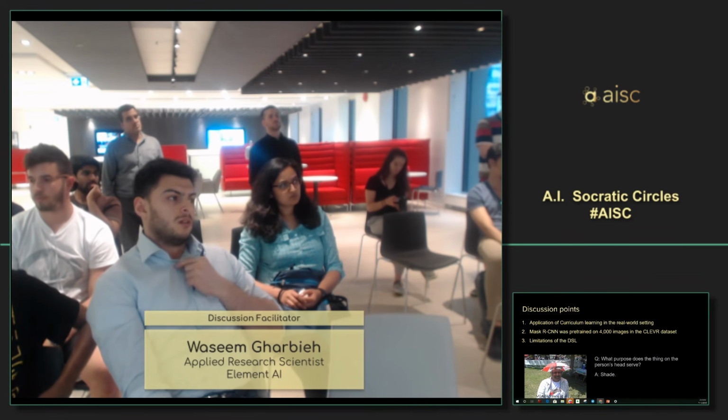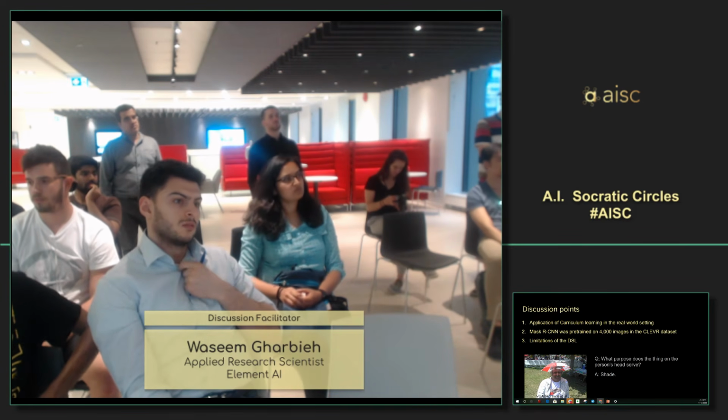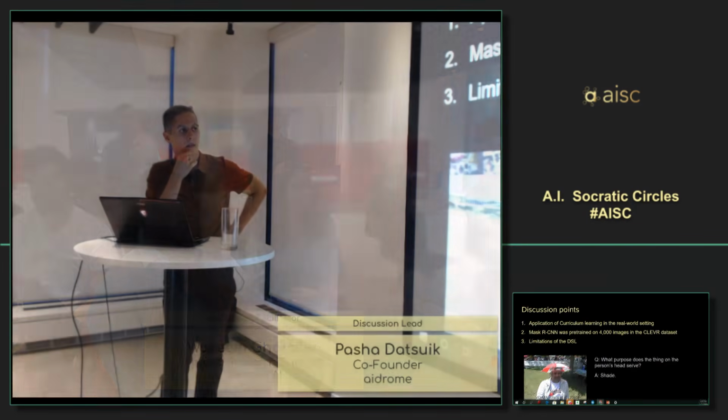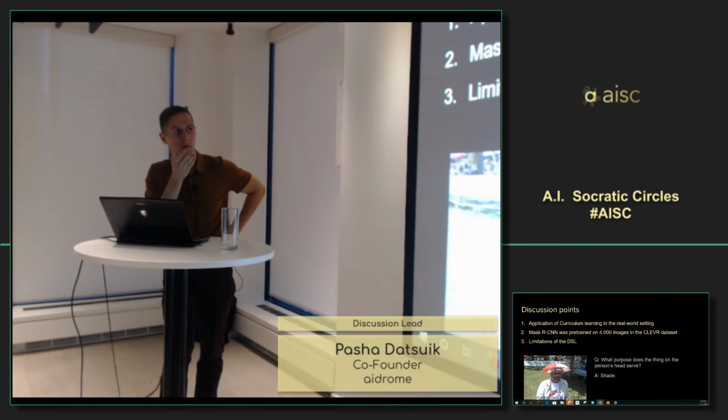Yeah, the authors suggest another discussion point, which is what the setting is, what the purpose is. What purpose does the thing on the person's head serve? It's shade. So that's not a visual concept. It has nothing to do with a visual representation. It's a functional one, yeah.